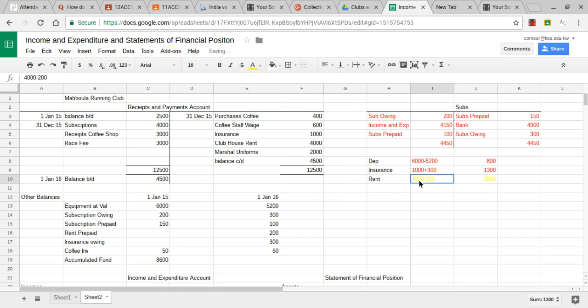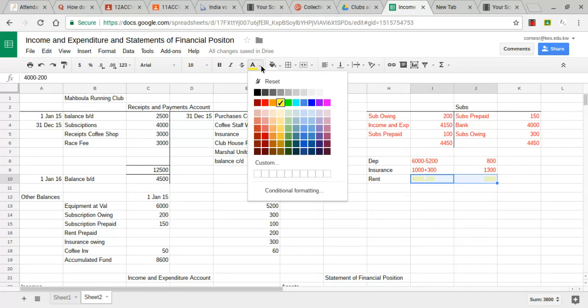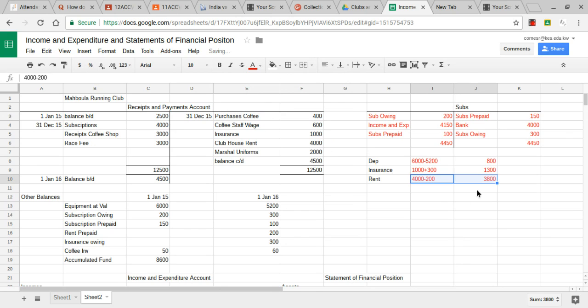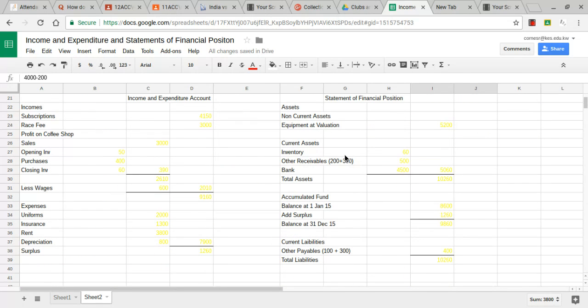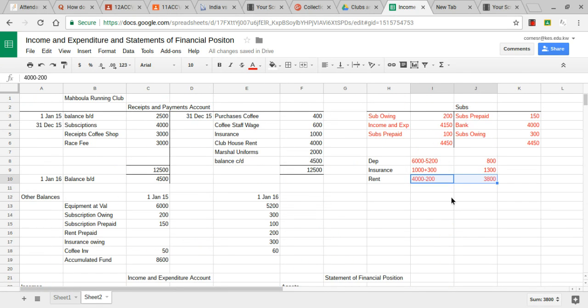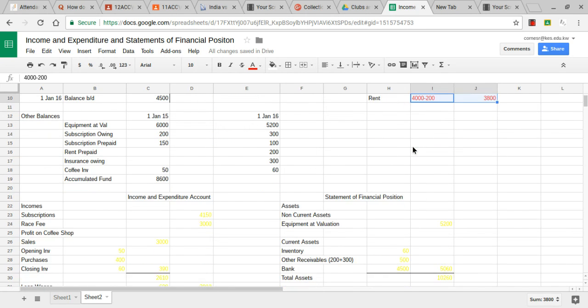and then my rent. The rent is prepaid, so that needs to get subtracted from the amount of rent paid, wherever it is. There, 4,000. So 4,000, take away 200. My rent expense in the income statement or income expenditure account needs to be 3,800. Right, and now it's just a question of putting this information into my income and expenditure account.